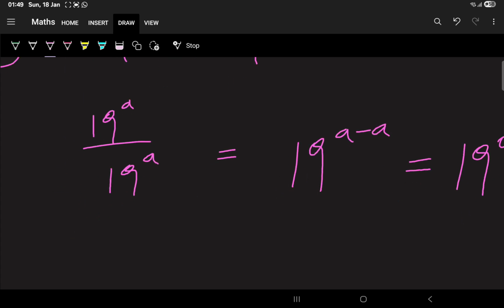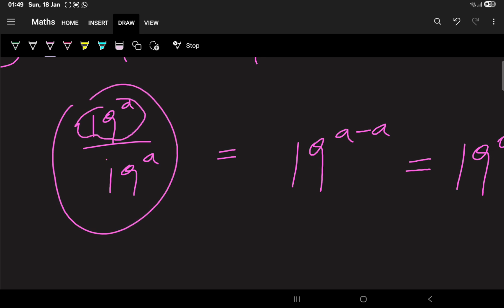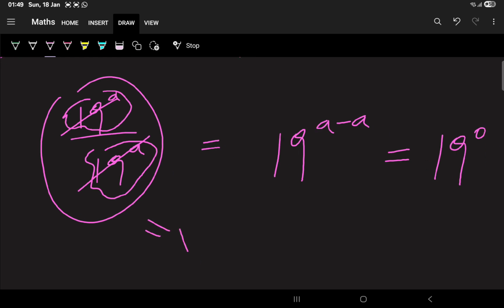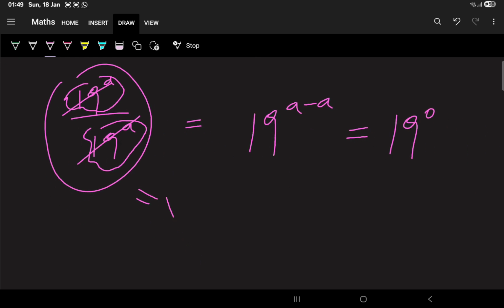But back to here, this and this are same. So this divided by this is equivalent to 1. So this is an aided understanding to give you a picture of why a number base raised to the power of an index which is 0 will be 1.